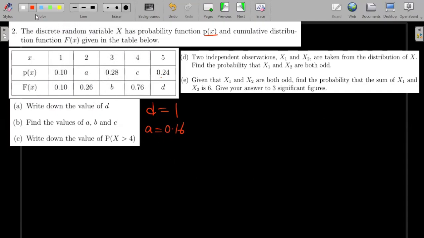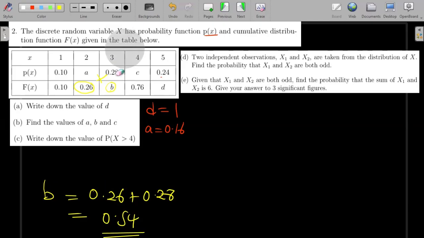So find the value of b now. How are we going to find the value of b? Remember, b is the cumulative distribution from 1 all the way up to 3. So for us to find this b here, we have to add this probability plus that probability. So b is equal to 0.26 plus 0.28. When we add these two together, what are we going to get? Let me try it on my calculator. We're going to get 0.54. So this is the value of b.